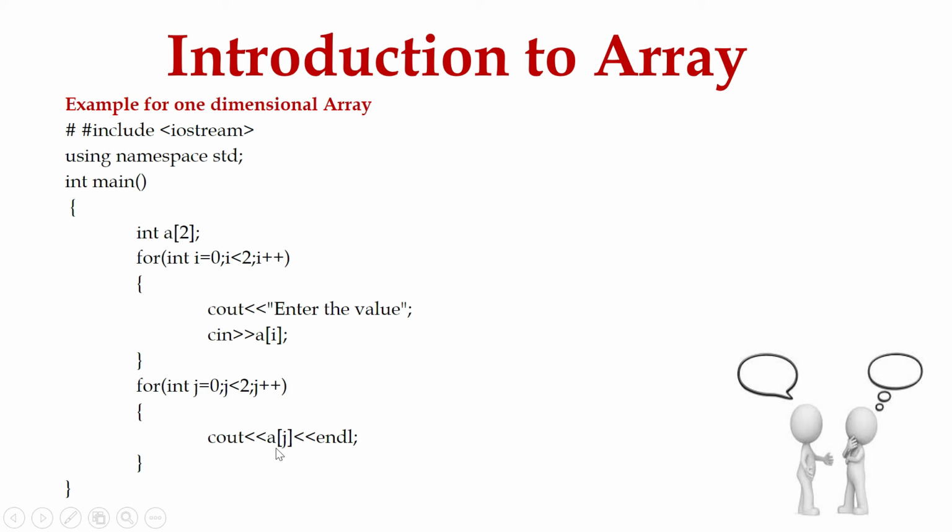So 2 is less than 2, no. So it will print a of 0 and a of 1, two values. So next, going for two-dimensional array.